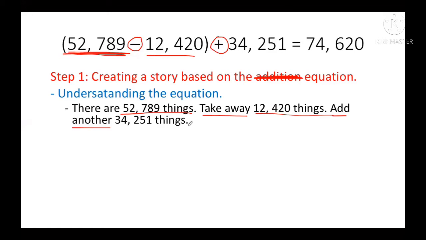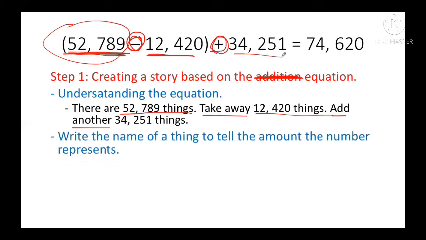Again, to understand the equation, you need to start with the first number. Then you need to think of a word that defines this operation. Then the second number, another word for this, and then the third number. Now, after understanding the equation, we are about to name. We need to give a name to these three numbers.